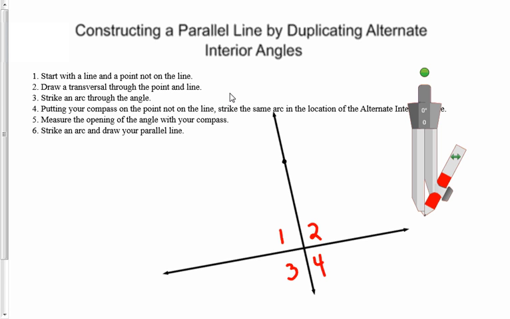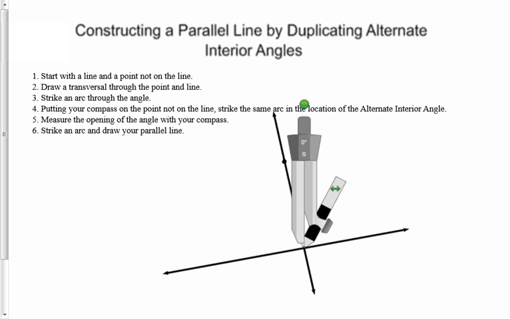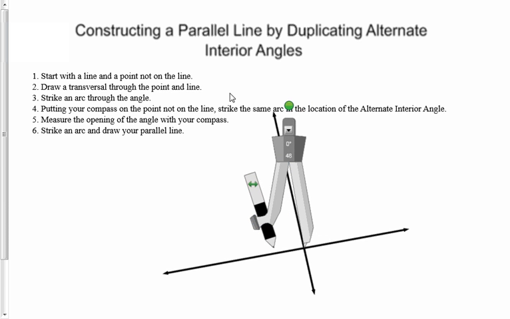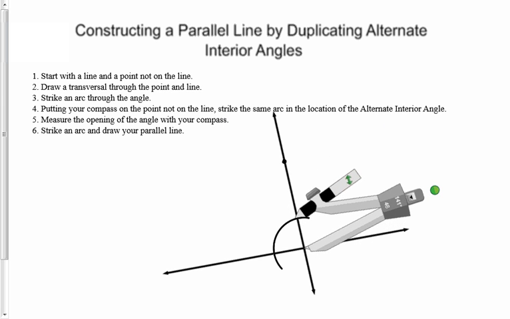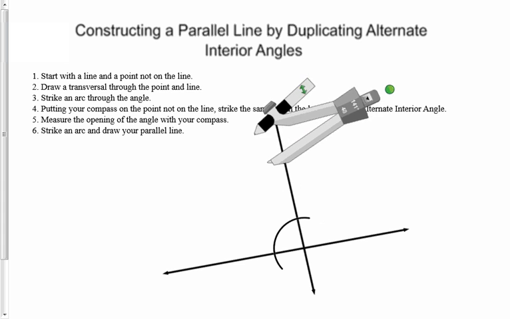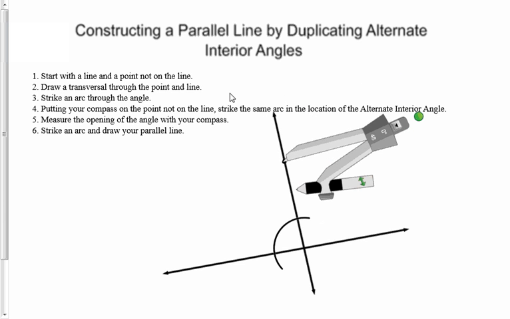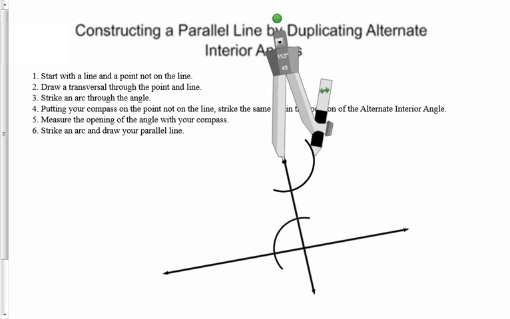So I'm going to choose to use angle 1's location. So, bring my compass over here, put it on the vertex, extend it out, and strike an arc through that angle. Now I'm going to bring my compass up here to the point, and strike the same arc through the location of the alternate interior angle. So that'll be in that general location.